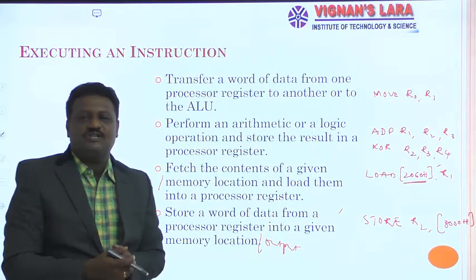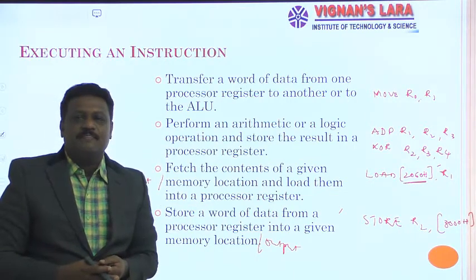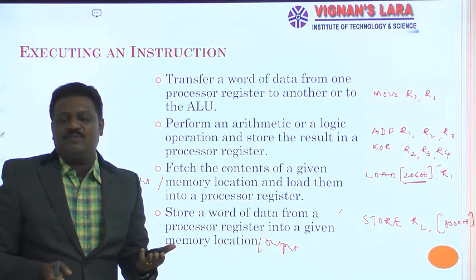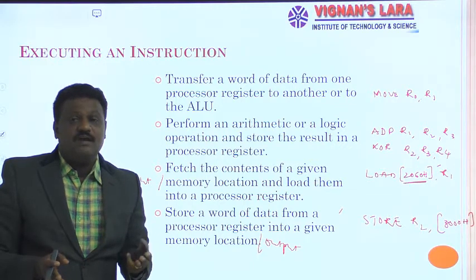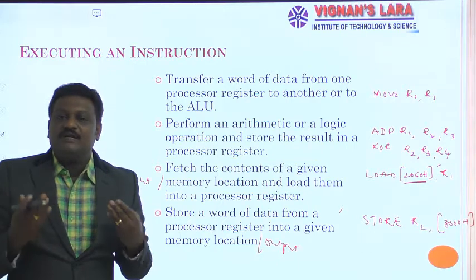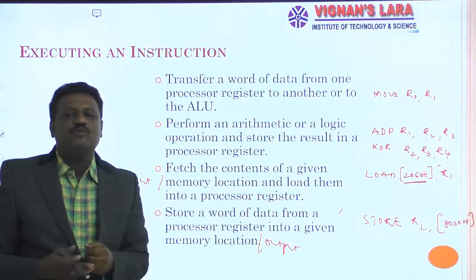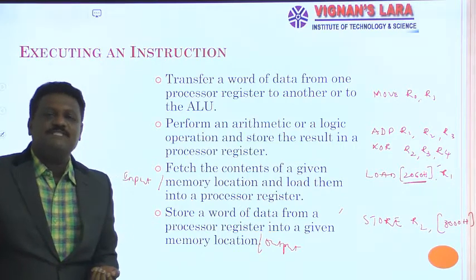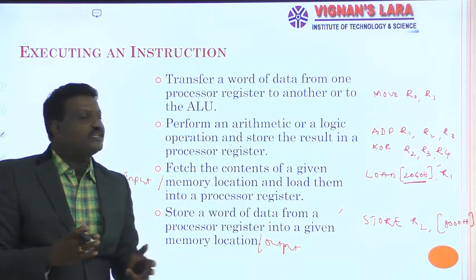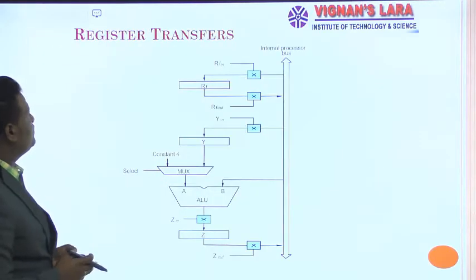In execution of an instruction, I can perform any one of these four operations. First, a transfer of data between registers, or between a register and the ALU. Second, either an arithmetic operation or a logical operation. Third, reading data from either a specified memory location or a specified input device. Fourth, transferring data to a specified memory location or a specified output device. So that is an important thing.